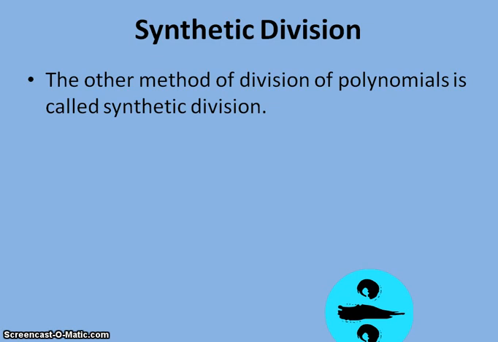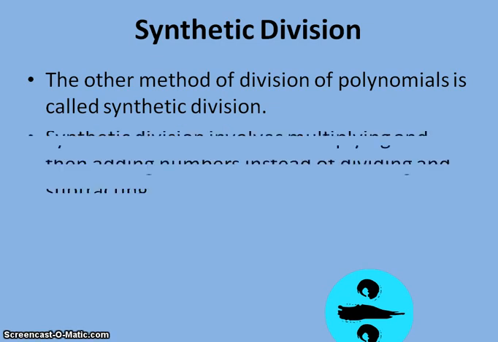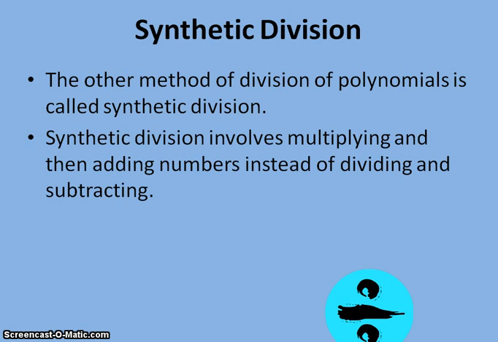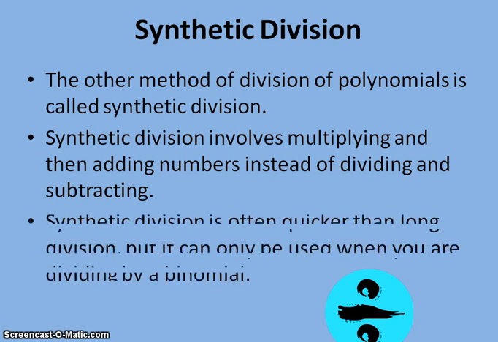So the other method, as we said, is called synthetic division. Synthetic division involves multiplying and adding. Long division has the steps: we divide, then we multiply, then we subtract, then we bring down the next, and we just keep repeating that. With synthetic division, all we're going to do is multiply and then add, and we just keep doing that until we reach the end of the problem.